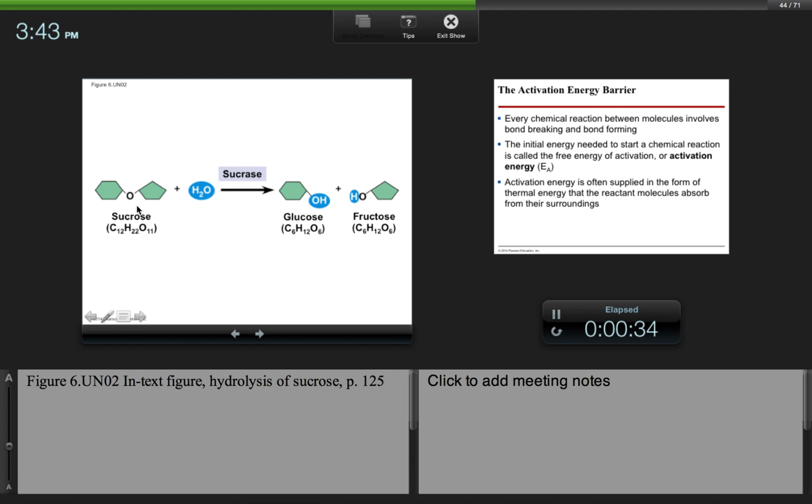So here's sucrose being broken down by water, so this is a hydrolysis reaction. Sucrase is the enzyme that catalyzes that reaction, breaking down sucrose into glucose and fructose.